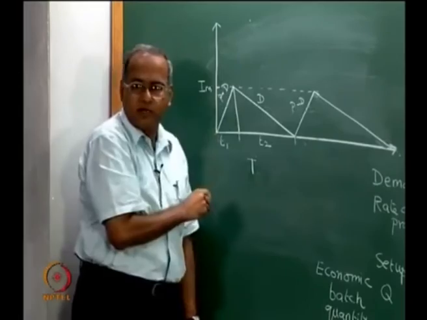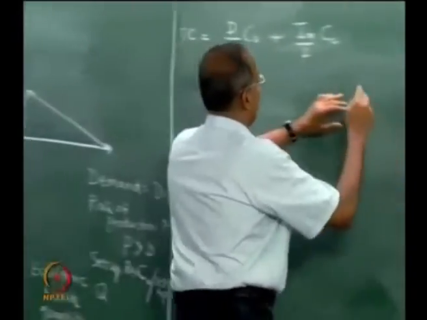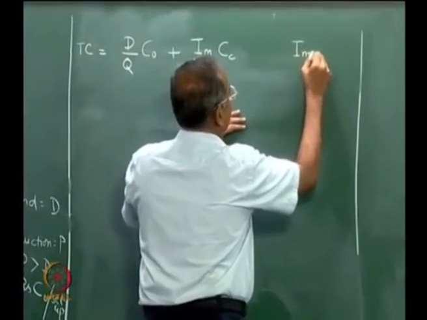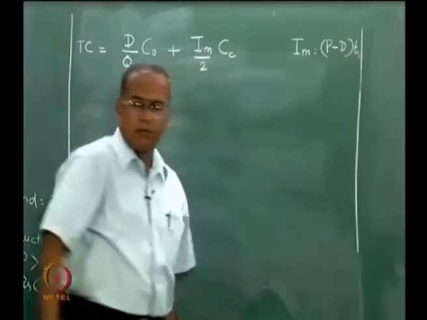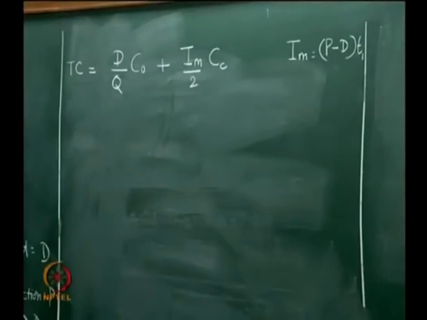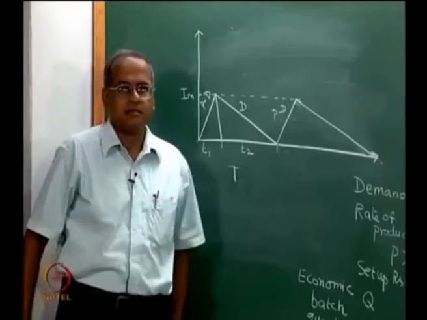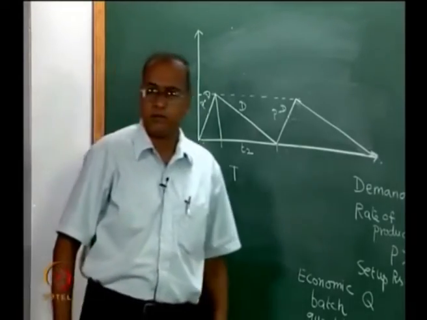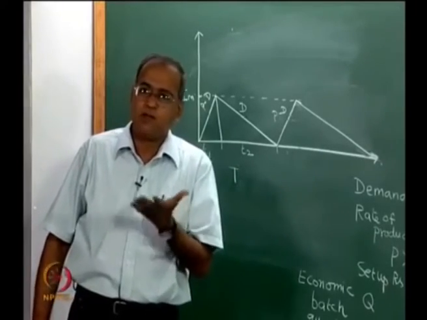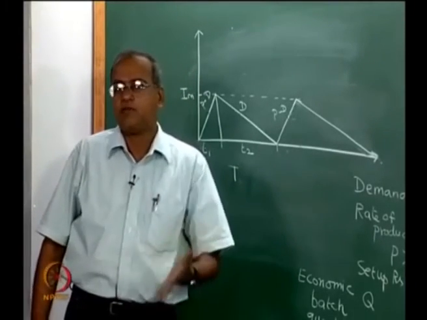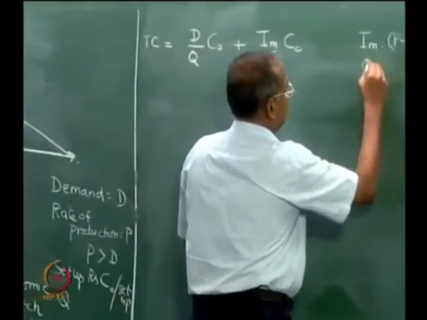So IM is equal to the maximum inventory that we have, which will be P minus D into T1. T1 is the time period for which we produce, and inventory is building up at the rate of P minus D. So IM is P minus D into T1. Now, Q is the total quantity that we produce. We produce at the rate of P for a period T1. So Q is equal to P into T1.